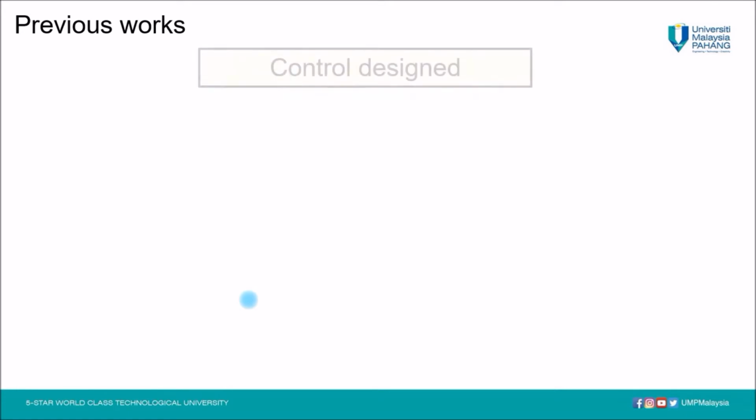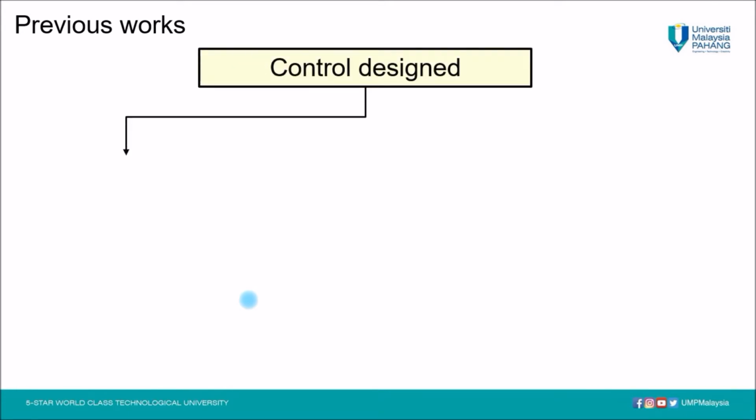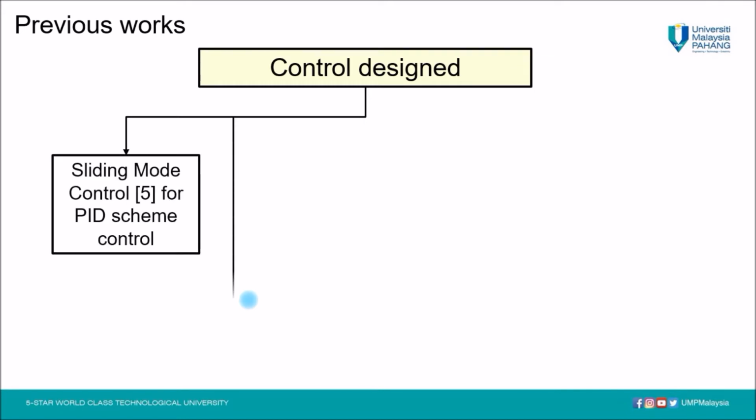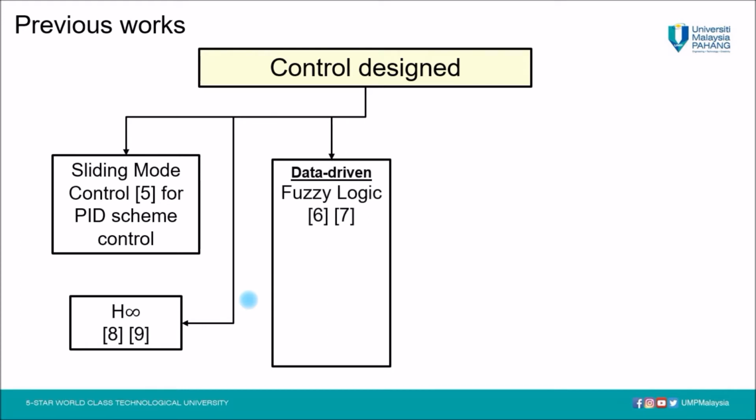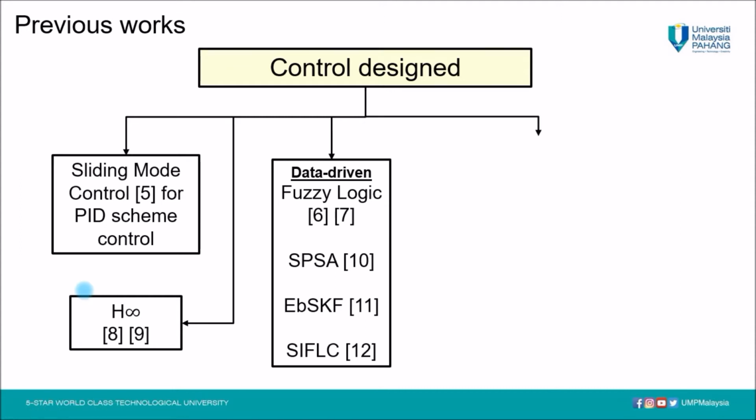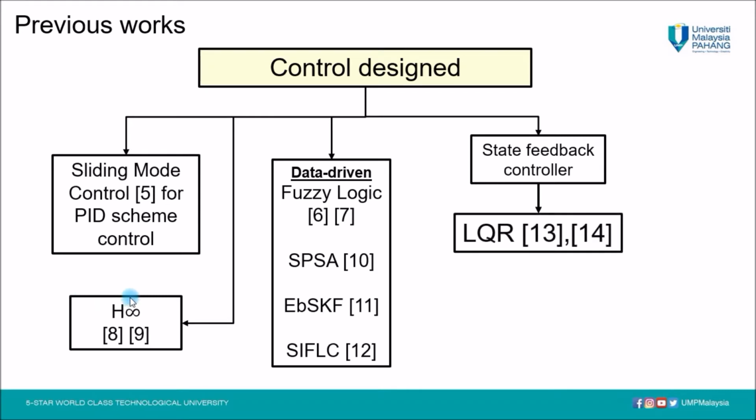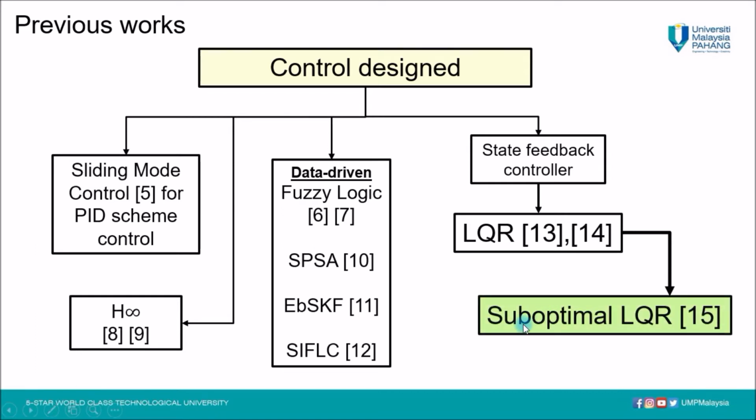From previous works, there are several attempts that have been done to optimize slosh suppression system, such as sliding mode controller, PID scheme control, H infinity, also data-driven or fuzzy logic, simultaneous perturbation stochastic approximation, exponent-based simulated Kalman filter, single input fuzzy logic controller. Mostly, those controllers were developed in closed loop, which is more stable and less sensitive to noise. Hence, we consider a state feedback controller tuning by LQR as the controller technique. Then this technique is modified into suboptimal LQR in this study to optimize the slosh suppression system.